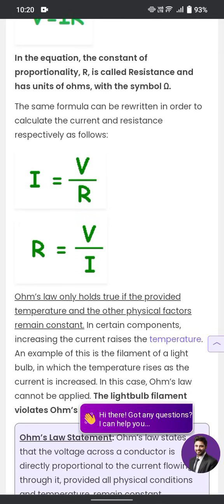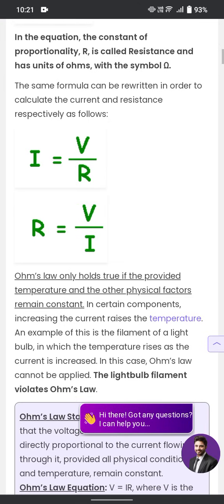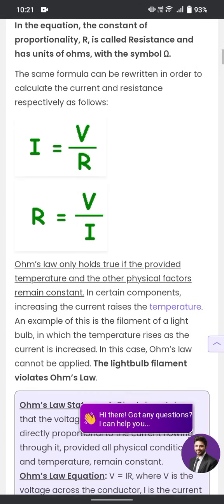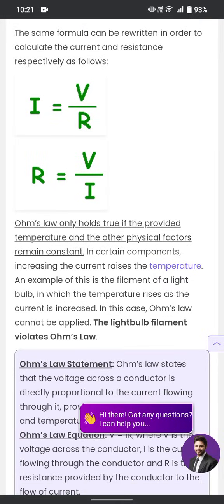The same formula can be rewritten in order to calculate the current and resistance respectively as follows: I equals V over R, and R equals V over I.